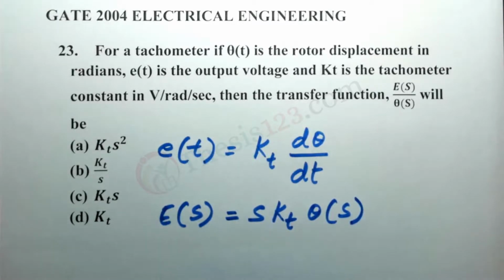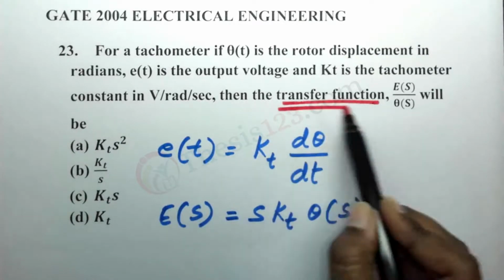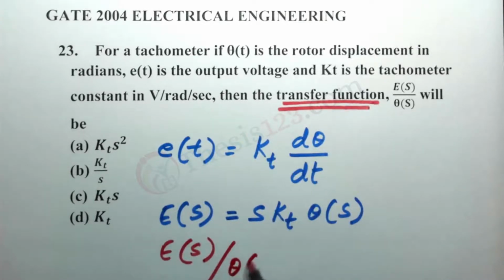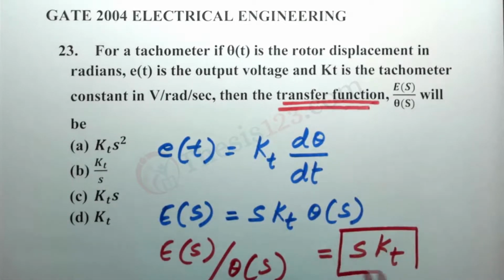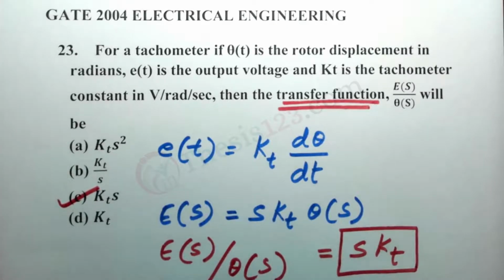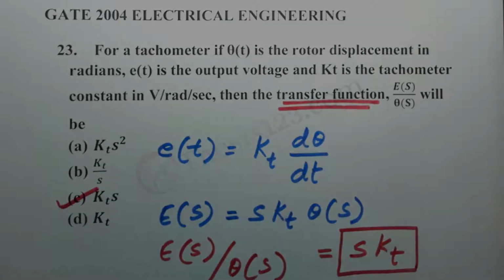Now the transfer function is in terms of E(s) by theta(s). So this can be further written as E(s) divided by, now I am going to bring this down, theta(s). What is left out? s into Kt. Now check, where does this option come under? It comes under option C. So Kt into s is the final answer here for the transfer function of the tachometer.